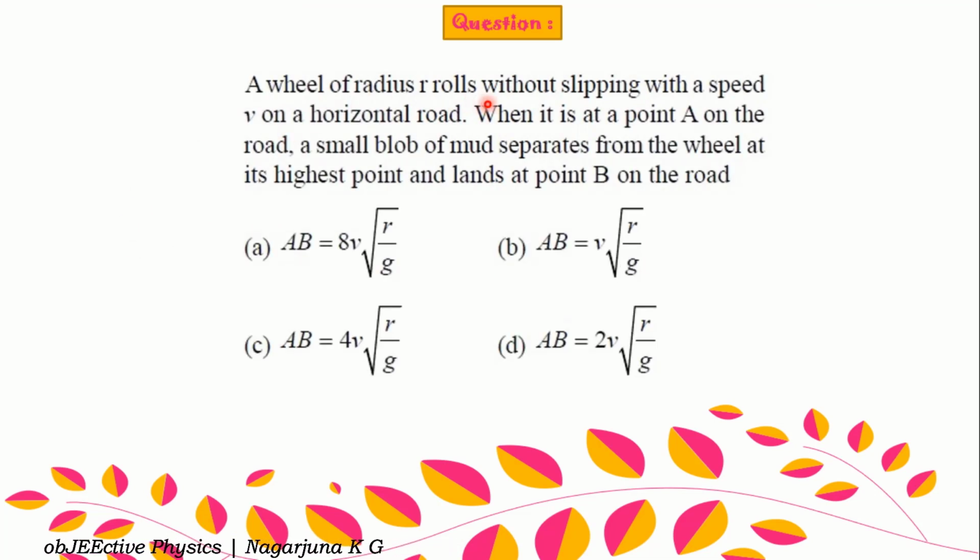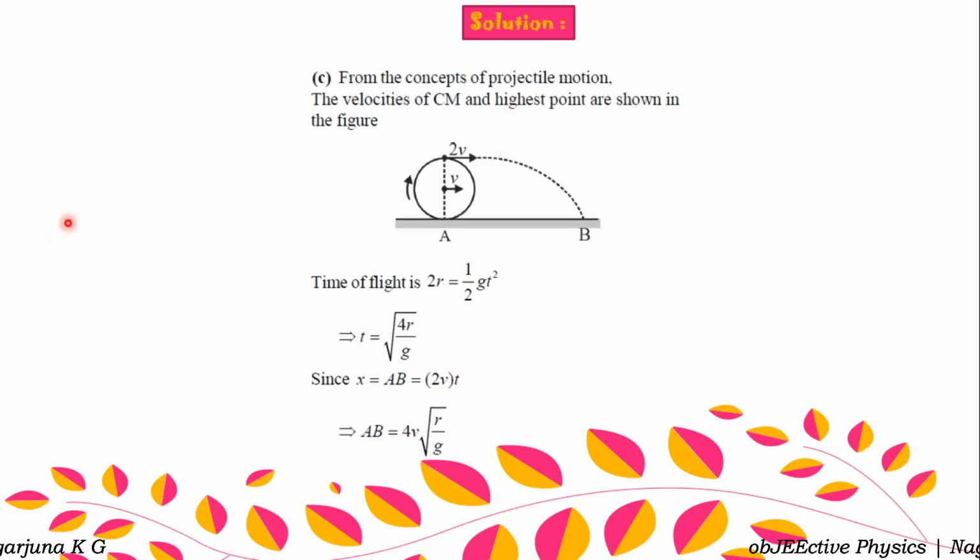A wheel of radius r rolls without slipping with a speed v on a horizontal road. When it is at a point capital A on the road, a small blob of mud separates from the wheel at its highest point and lands at point B on the road. Observe the solution. From the concepts of projectile motion, the velocities of center of mass and highest point are shown in the figure. Observe the diagram.